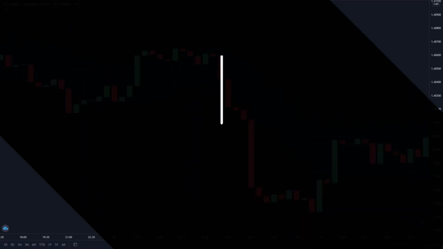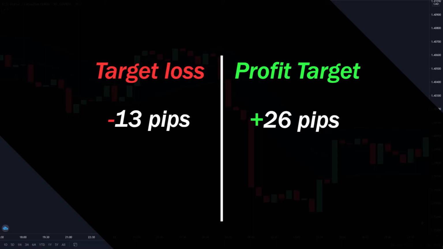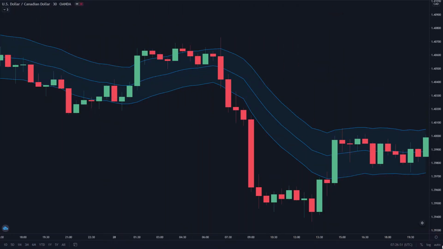But for this backtest, I'm going to set a target loss and a profit target. My target loss will be minus 13 pips. So if a trade reaches 13 pips loss, I close the trade automatically. And my profit target will be 26 pips. So I'll automatically close a trade if it reaches a profit of 26 pips. So now that you know when to enter and exit, let's get straight into the backtest.